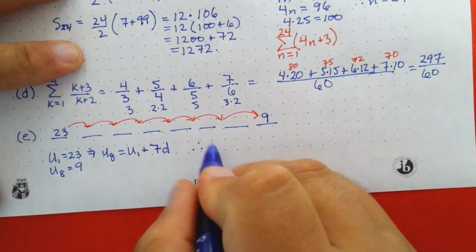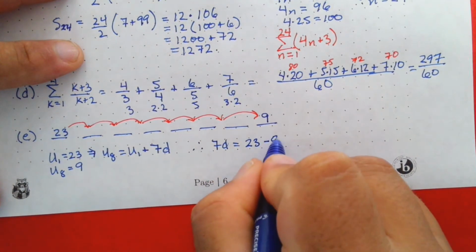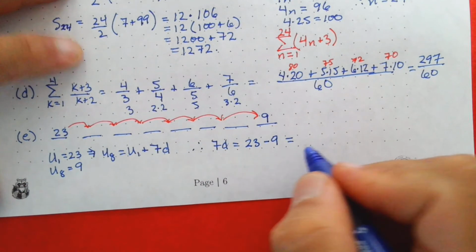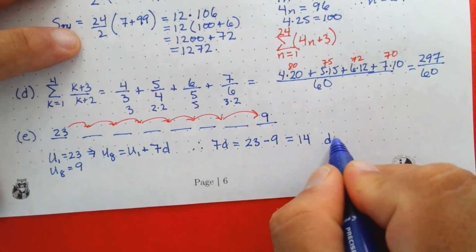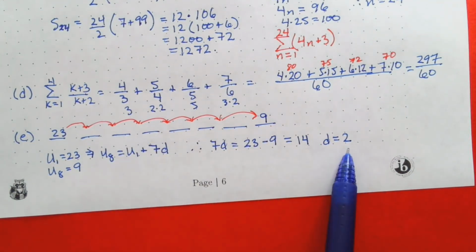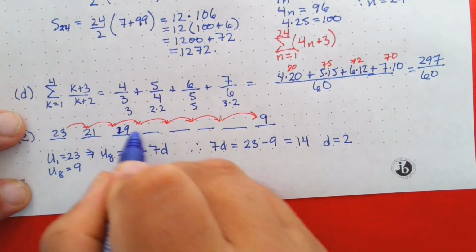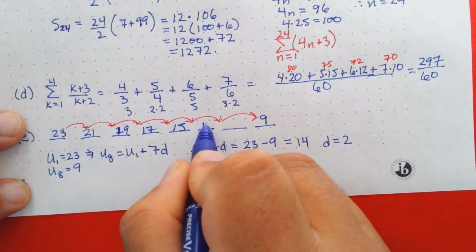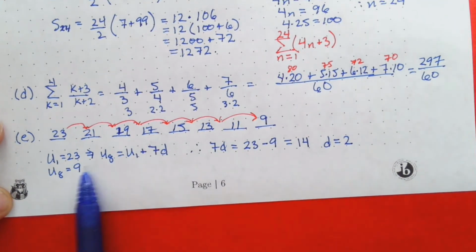So what does it mean for me? That 7D is going to be my 1st term, 23, minus 9, which means 23 minus 9, that would be equal to 14. So therefore, my common difference is 2. And notice, though I could have trialed and errored to do this, we do show some of the work to get to our values. And so now we know that's going to be 21, 19, 17, 15, 13, 11, and 9. But there is supporting work for this.